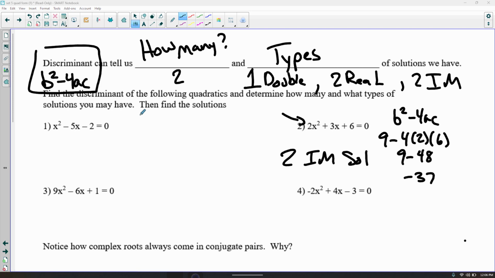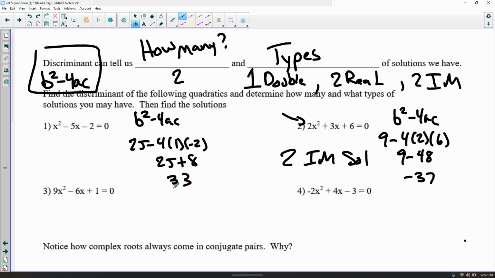This one here, you go b squared minus 4ac. Again, let's do it real quick. 25 minus 4 times 1 times negative 2. 25 plus 8, 33. 2 real solutions.